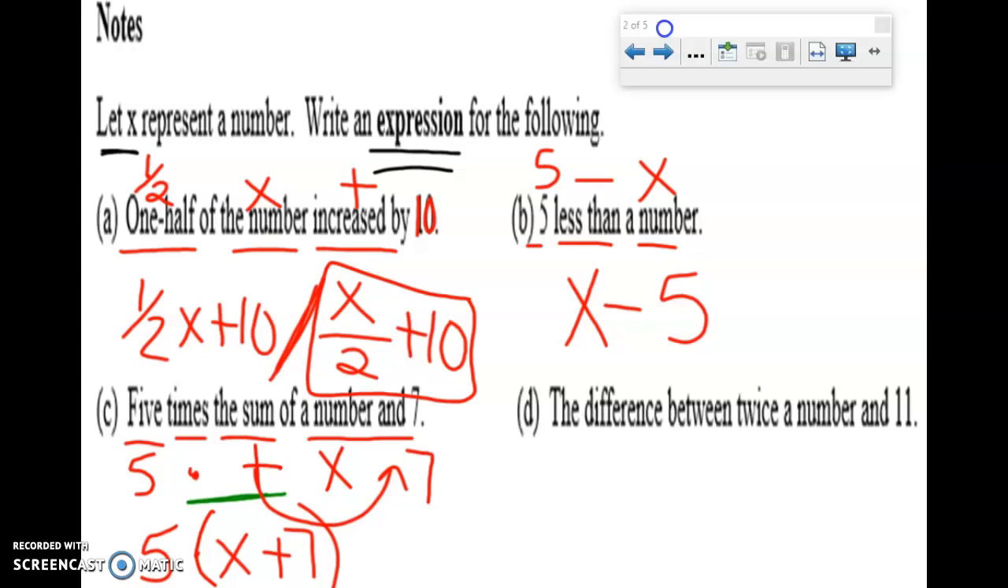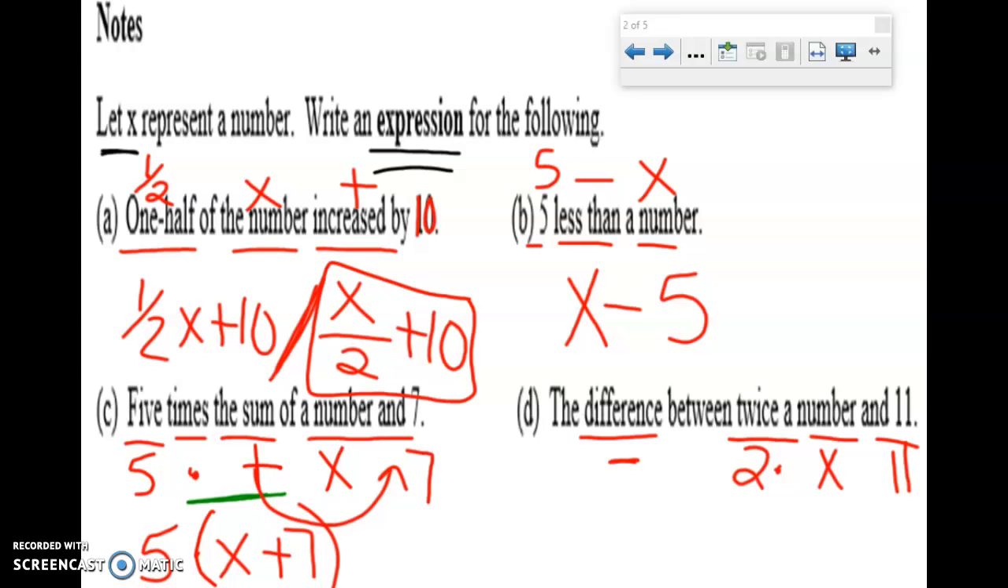Last one on this page, the difference between twice a number and 11. So reading it once is great. Coming back through and underlining the important parts that you read, also important. Then annotating. Whenever students are having difficulty with this in class, I go to this method and all I do is underline and annotate, and then they get the rest. They actually do all the work. I just kind of set them up. Difference was in the subtraction category. Twice was 2 times, and the number was x and 11. Okay?